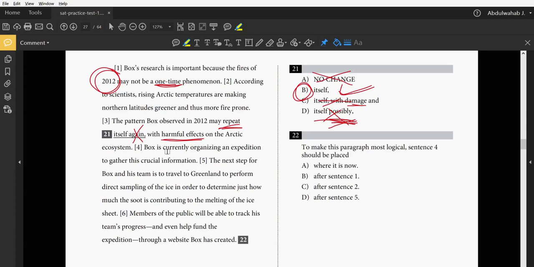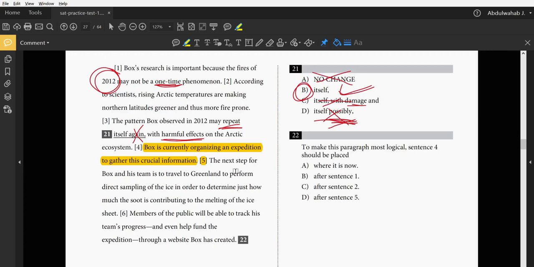Now, sentence 4 is right here. So Box is currently organizing an expedition. Where should we place it? If you take a look at this paragraph, sentence 5 says, the next step for Box and his team is to travel to Greenland to perform direct sampling of the ice in order to determine just how much the soot is contributing to the melting of the ice sheet.